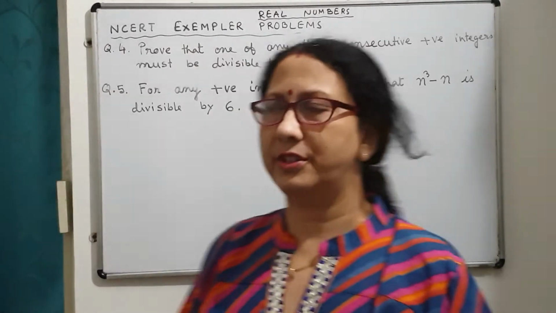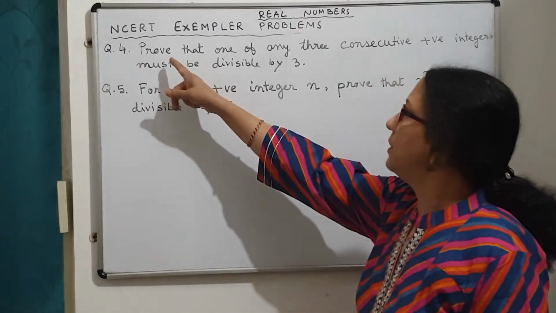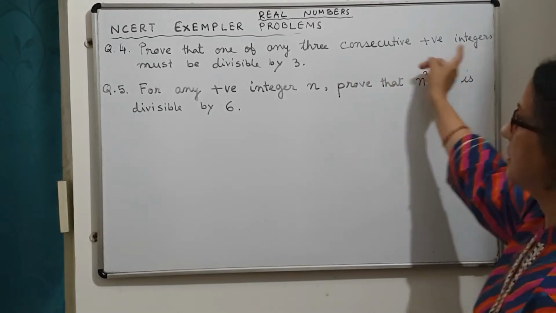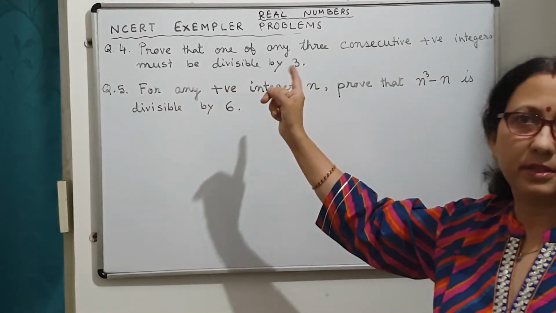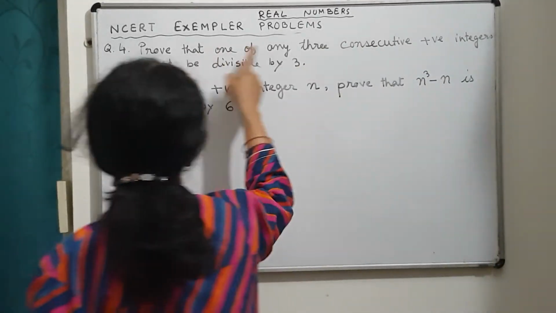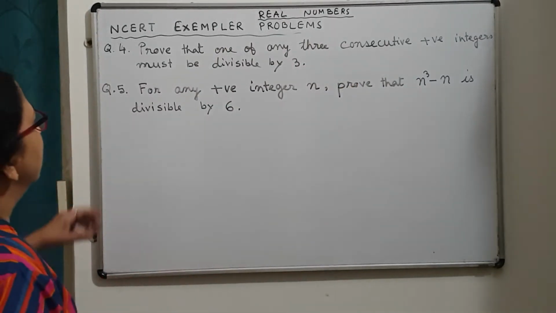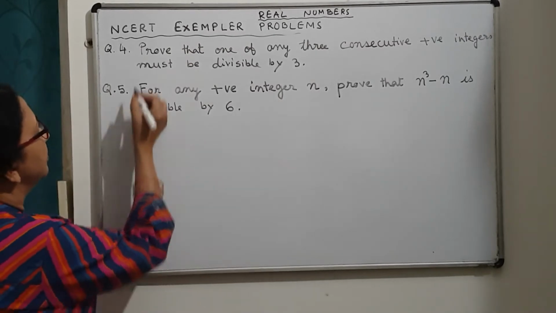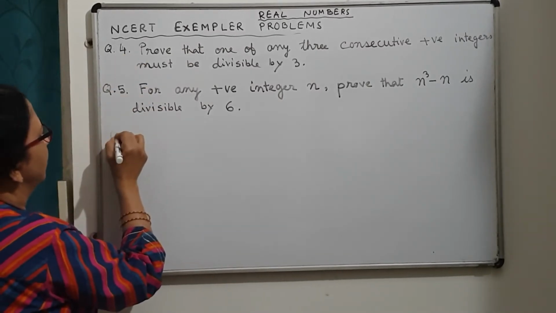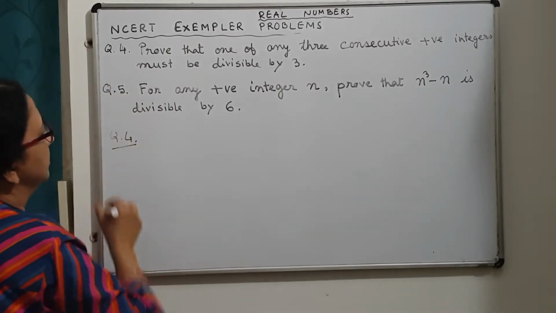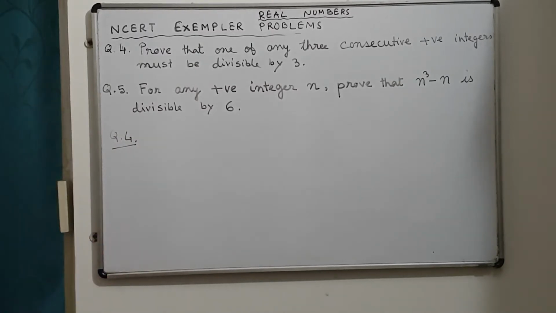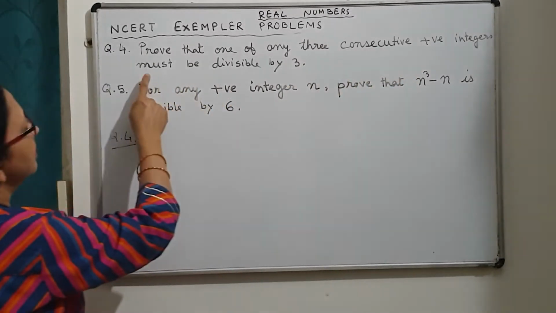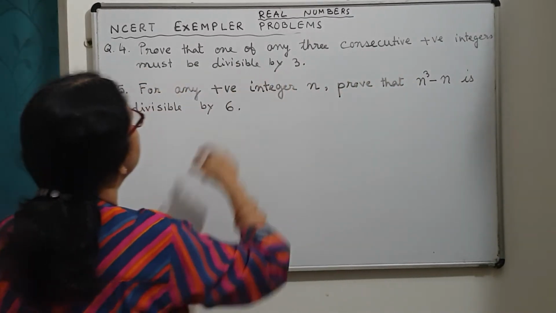Okay, now next 2 questions. The fourth one: prove that one of any 3 consecutive positive integers must be divisible by 3. Okay, so let us do this one first. So for question number 4, for any 3 consecutive positive integers, one will be divisible by 3.